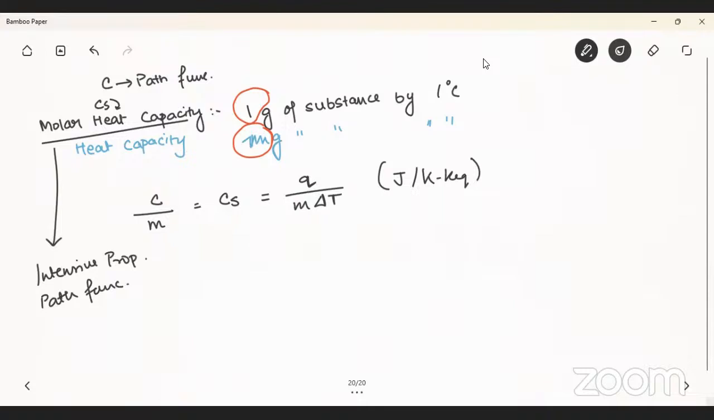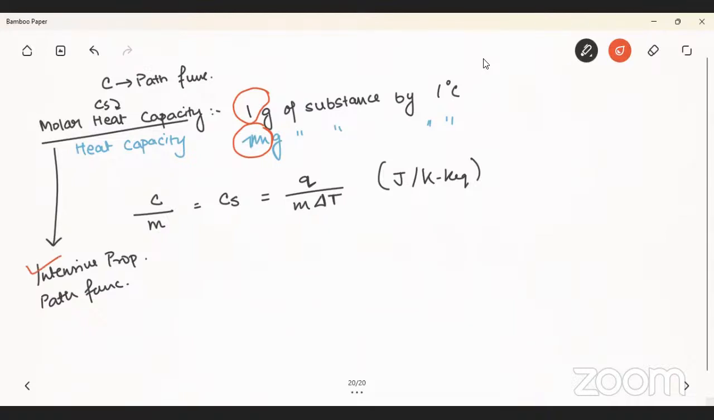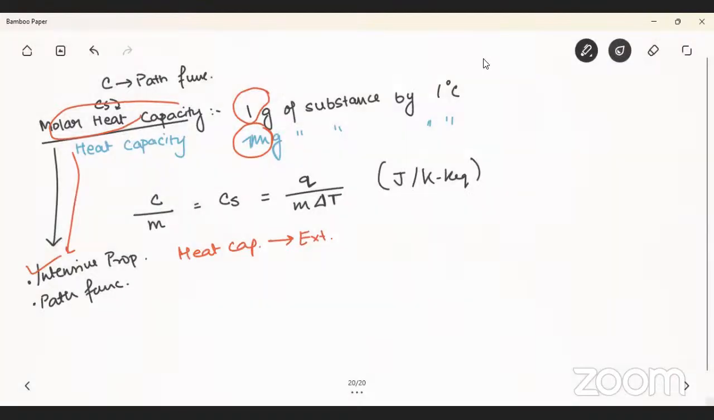Remember, the heat capacity was what? Heat capacity was an extensive property. Molar heat capacity is an intensive property. Okay, I am highlighting so that when you read, you notice this difference. Molar heat capacity is an intensive property, but the heat capacity is an extensive property. Okay, I am writing it, I am highlighting it so that when you read, you don't miss these points. Okay. So now another thing, in case for the gases, heat capacities are of two types.